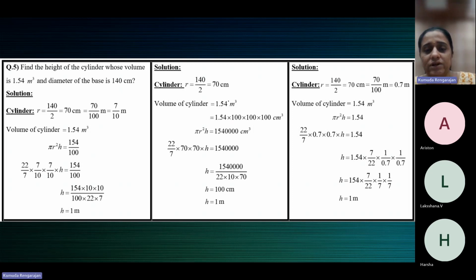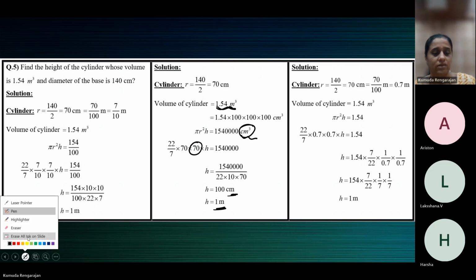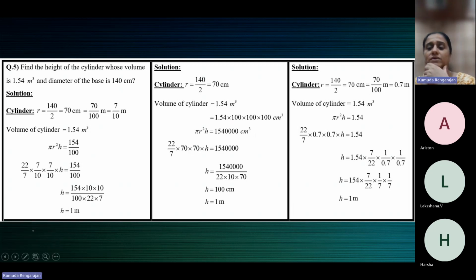Now we have converted this volume to centimeter cube. We'll continue to have the radius in centimeter, 70 centimeters. Work that and you get h is equal to 100 centimeter, because you have the values in centimeter cubed and centimeter. So the answer will be in centimeter, 100 centimeter, which is nothing but 1 meter.